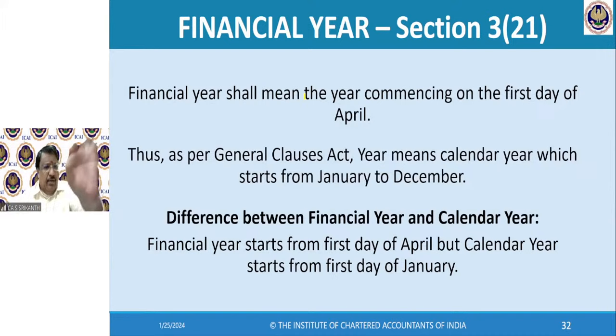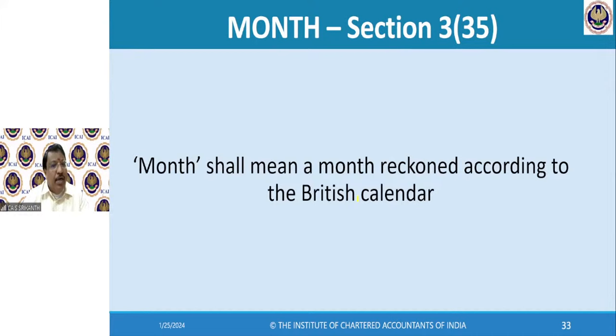Month shall mean a month reckoning according to the British calendar, which is basically the Gregorian calendar, which is nothing but 1st January to 31st December. So you cannot say, I will take the month of Pushya, or I will take the Saka era. No, the Saka era cannot be taken, though the Indian government uses the Saka era as an additional method of reckoning date.